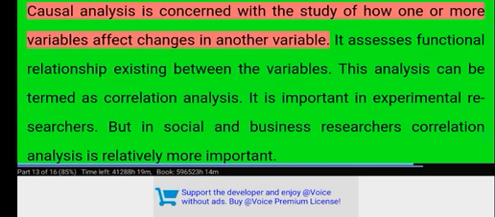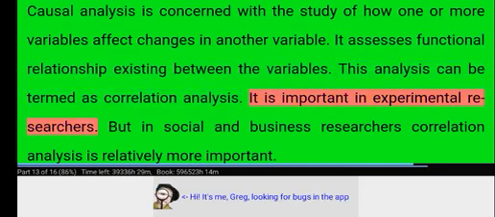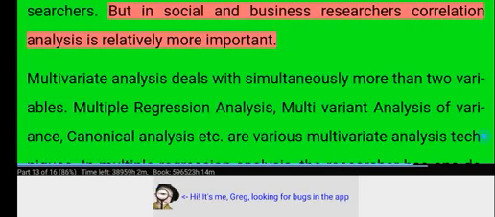Causal analysis is concerned with the study of how one or more variables affect changes in another variable. It assesses functional relationship existing between the variables. This analysis can be termed as correlation analysis. It is important in experimental researches, but in social and business researches correlation analysis is relatively more important.